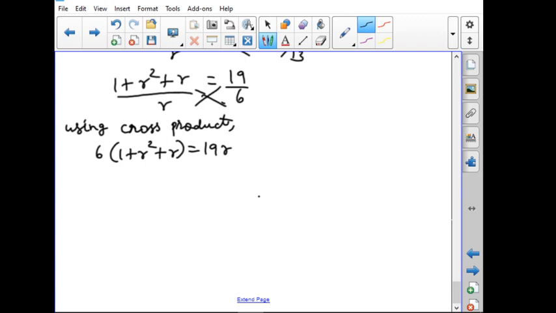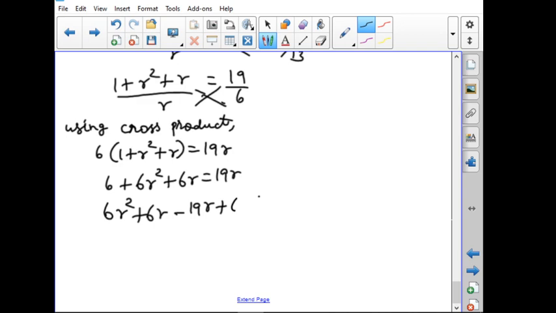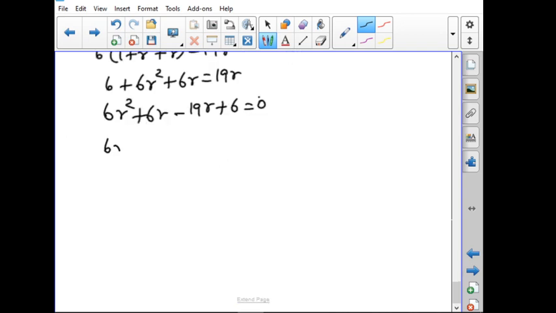So, you have to multiply inside, means 6 plus 6R squared plus 6R equal to 19R. So, 6R squared plus 6R, you have to bring 19R inside, means 6R squared minus 19R plus 6 equal to 0. 6R minus 19R is minus 13R, so 6R squared minus 13R plus 6 equal to 0. So, we have a quadratic equation, and we have to factorize.